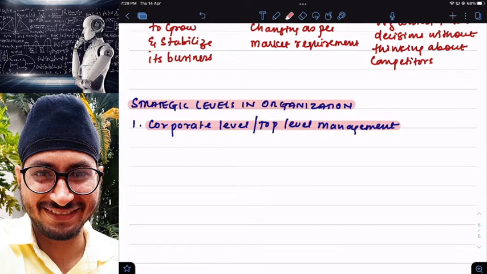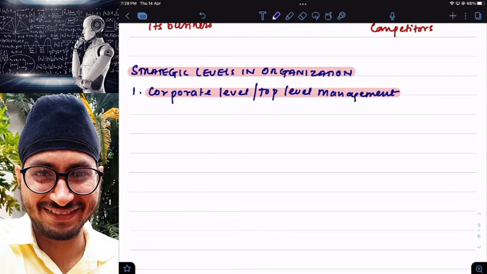Who all are included in top level or corporate level? Let us say, for example, we have CEO, CFO, chairman, and CITO: Chief Executive Officer, Chief Financial Officer, Chairman, Chief Information Technology Officer. Then we have bodies, that is Board of Directors, etc. These all people come under top level management, also called corporate level management.